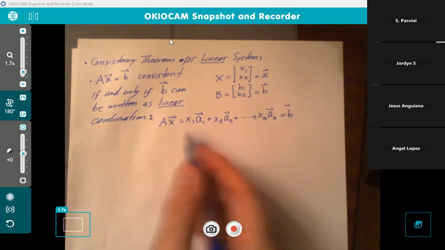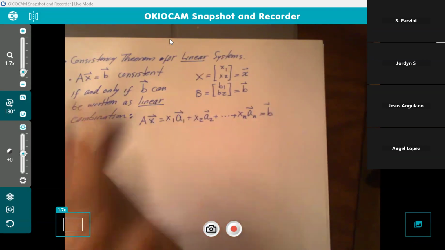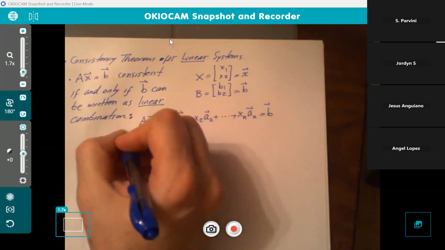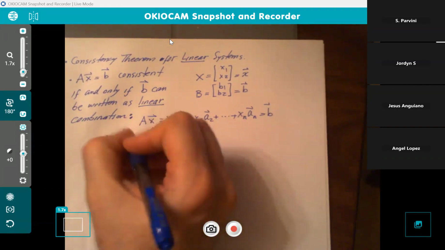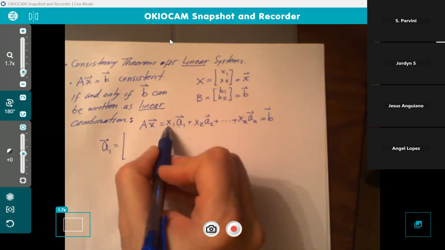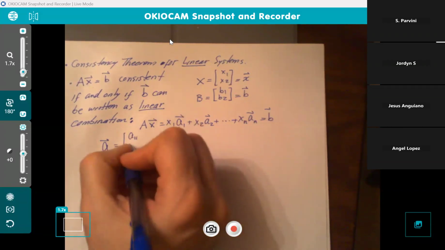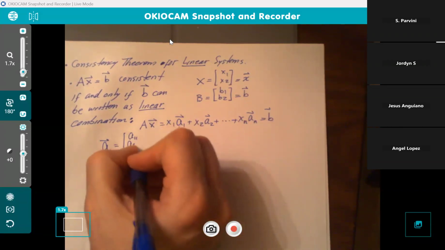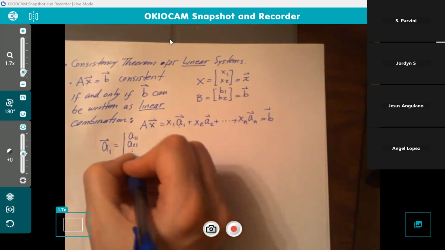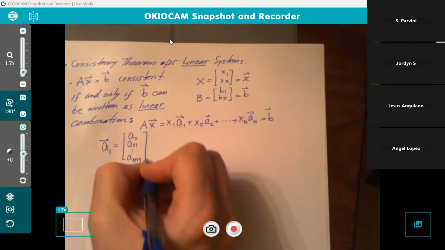Now, what do these a's look like? For example, a1 here, this is what a1 looks like. A1 is going to be a column vector of just the coefficients on x. See, A1 goes with x1. So it's going to be a column vector, A11, first row, first column. Second row, first column. Third, fourth, and so on. Mth row, first column. So that's what A1 is.